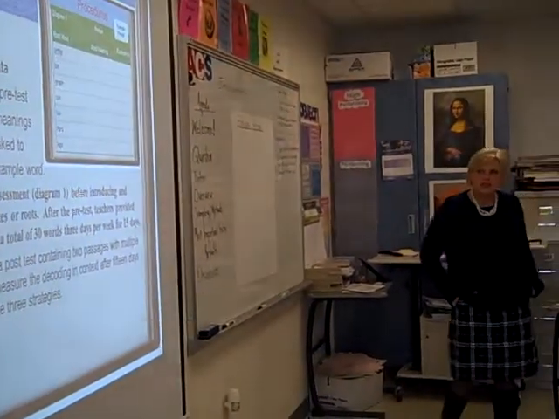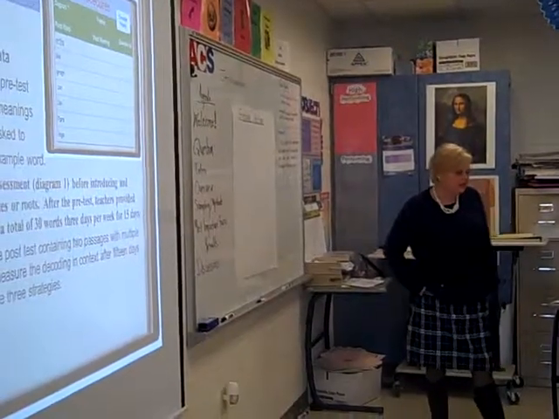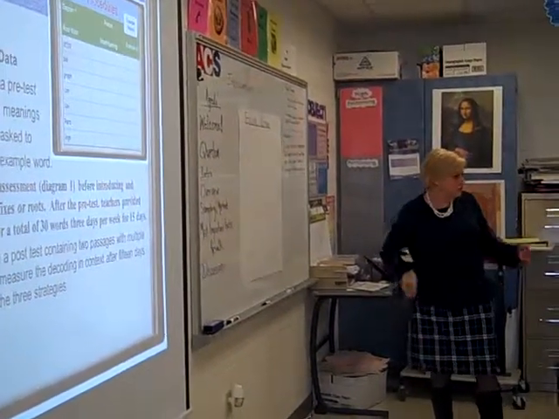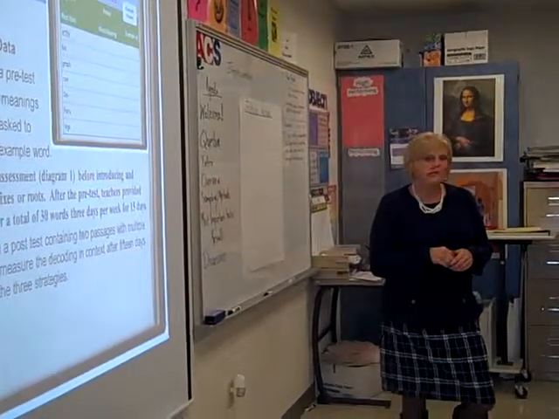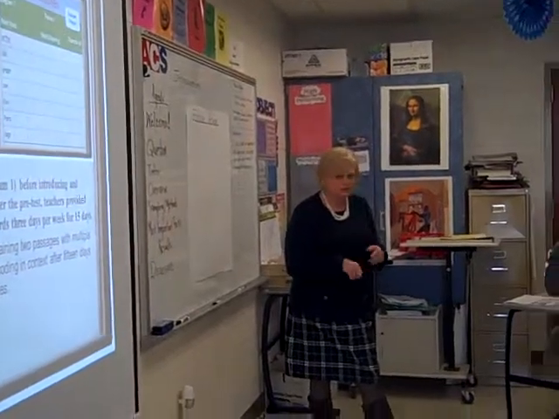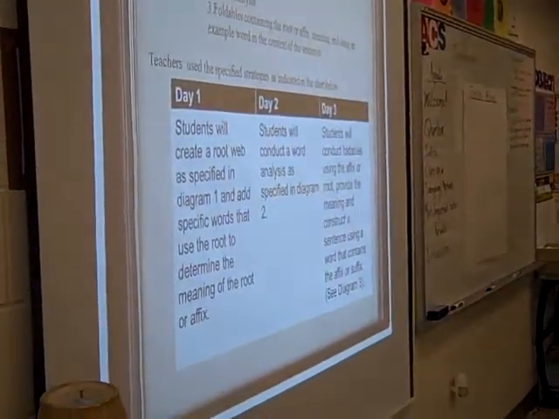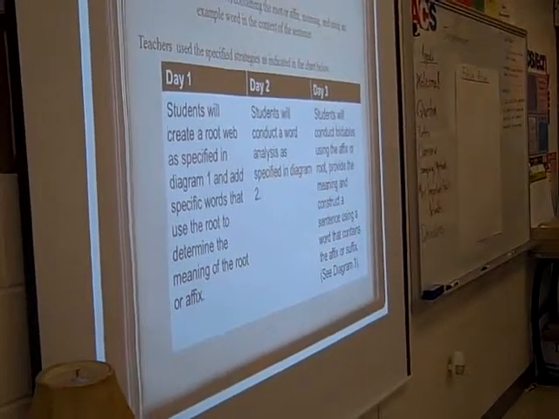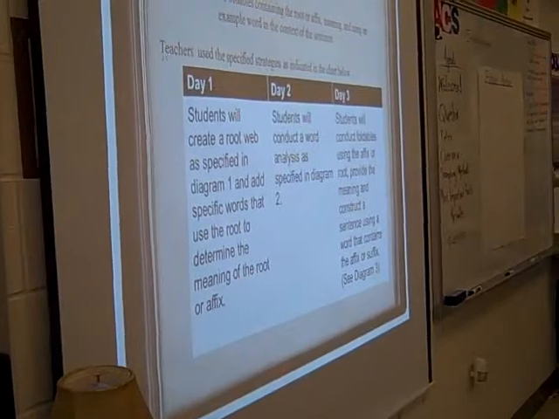So we gave the pre-assessment, and it was a total of 30 words. We decided on 10 words per week based on the research literature review, just to see what would happen, and we did it for 15 days. So we did 3 strategies, 3 days a week for 15 days. Procedures was, we had students participate in 3 specific vocabulary strategies: root web, word analysis, and foldables.